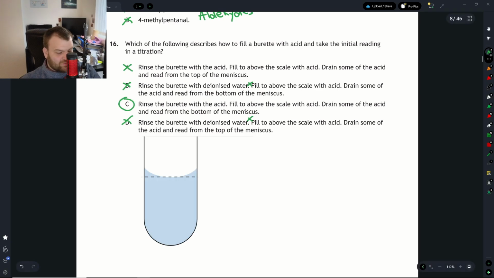When we're taking the reading, we're looking at the bobbly part at the top of the liquid, and we want to take it from the base of that to make sure we get the correct value each time. So the bottom of the meniscus would be correct.